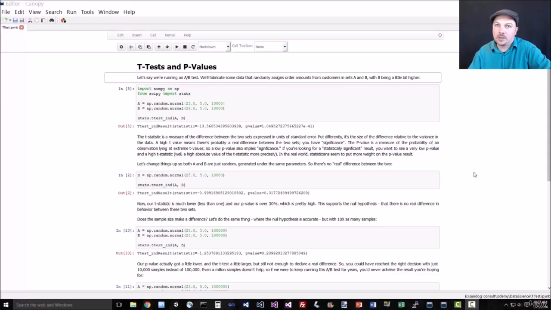Let's fabricate some experimental data and use the t-statistic and p-value to determine whether or not a given experimental result is a real effect or not. All right, let's get our hands dirty with some t-tests. We're going to actually fabricate some fake experimental data and run t-statistics and p-values on them and see how it works and how to compute it in Python.